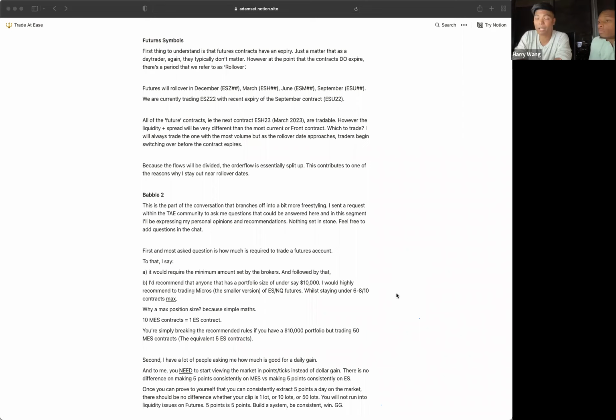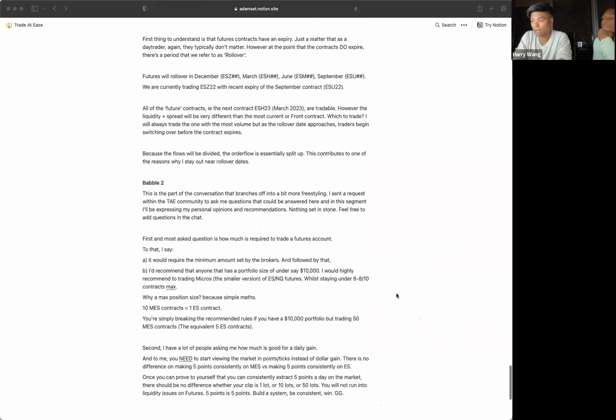Why a max position size on micros? Because micros are just 1/10 of an ES contract, of a mini contract. And so it's kind of just cheating if you're breaking the simple recommended rules. Why a max position size? Because it's simple math. 10 MES contracts is equivalent to 1 ES contract. So you're essentially breaking the recommended rules if you're trading a $10,000 portfolio, but trading 50 MES contracts. That would be the equivalent of 5 ES contracts.